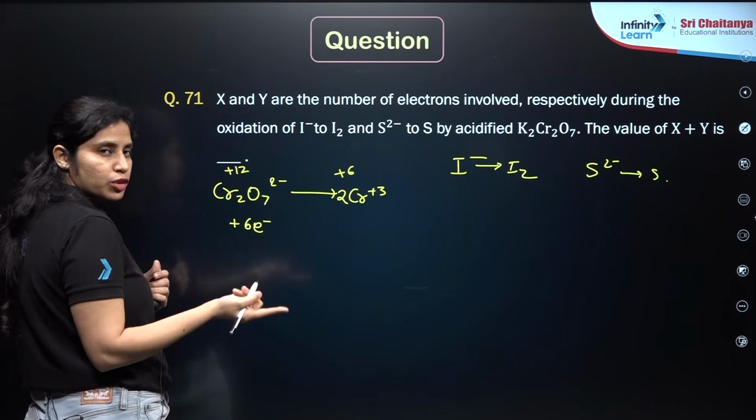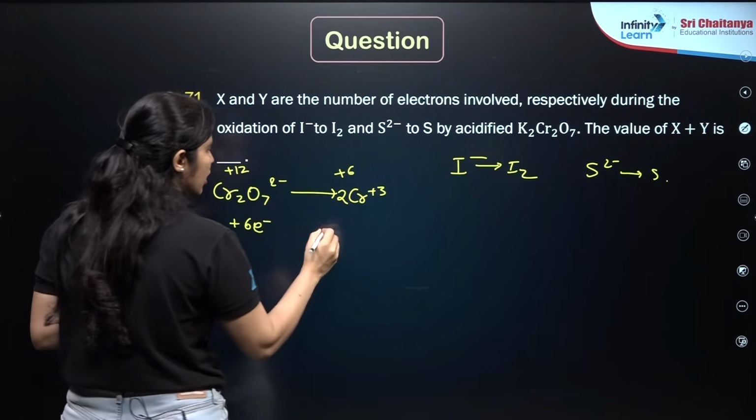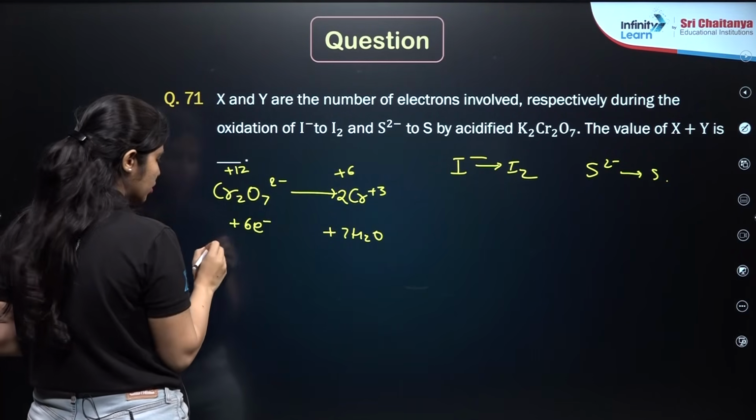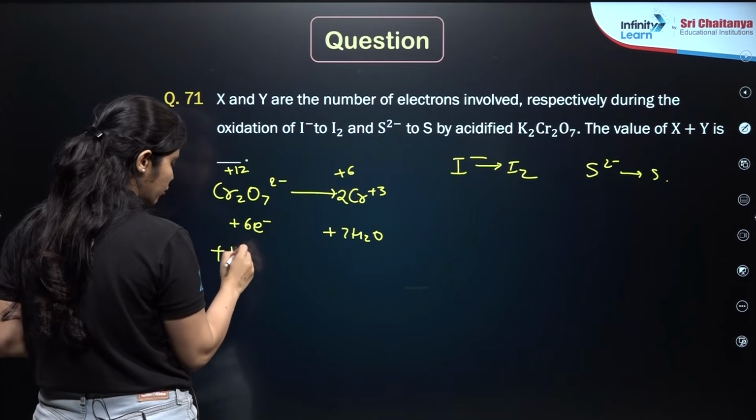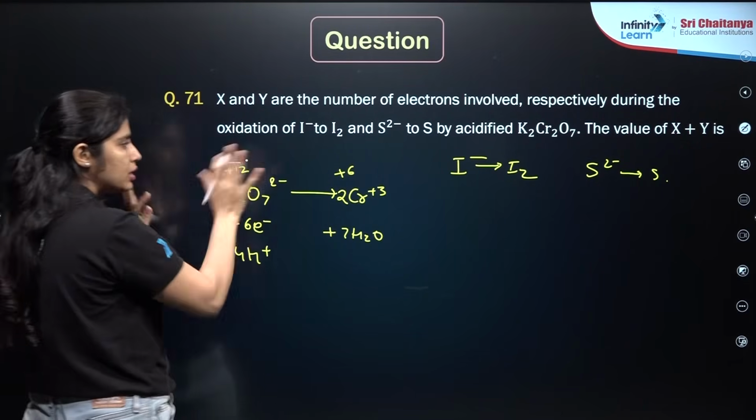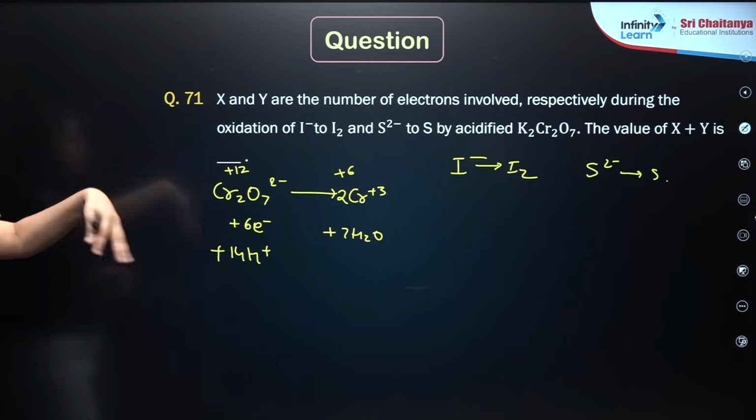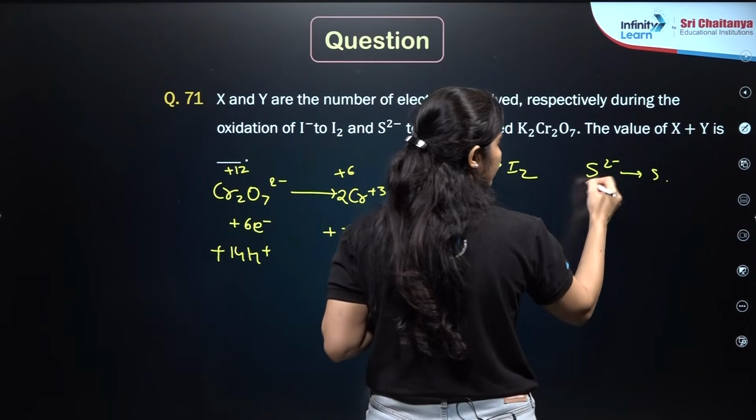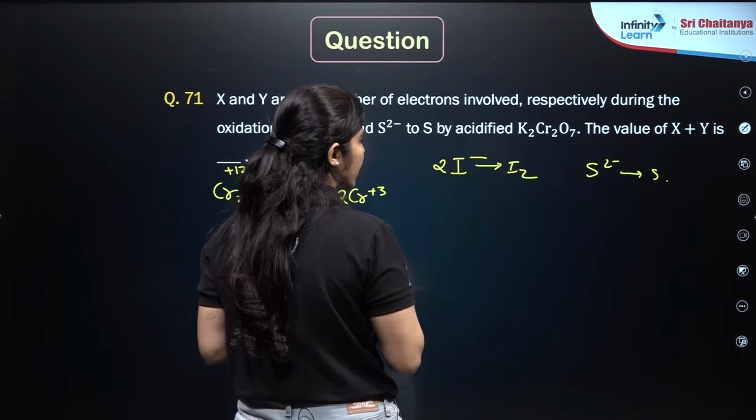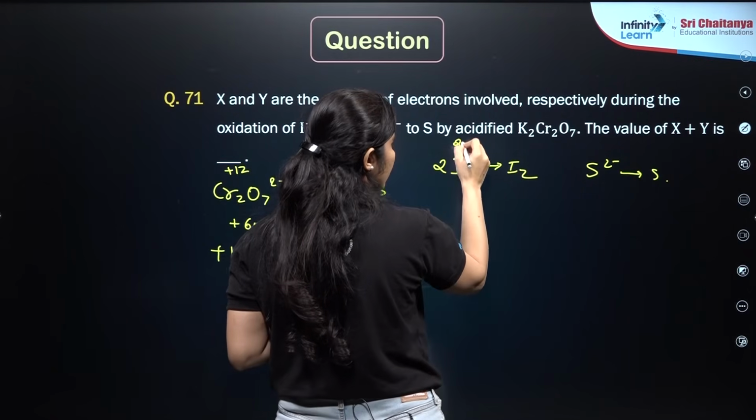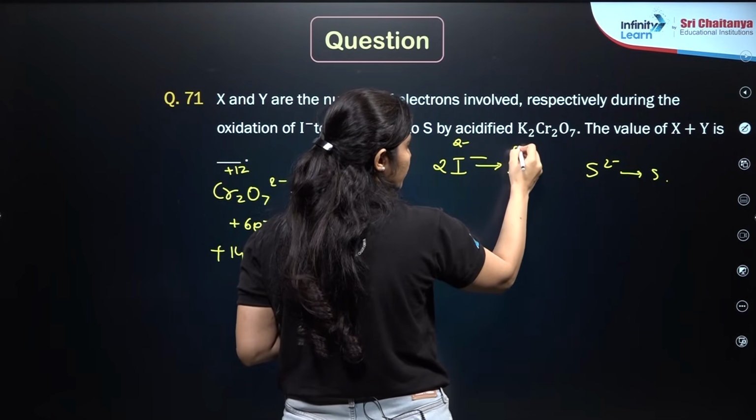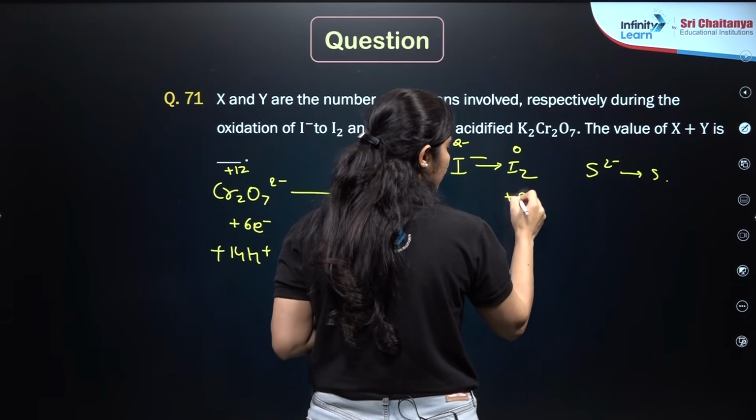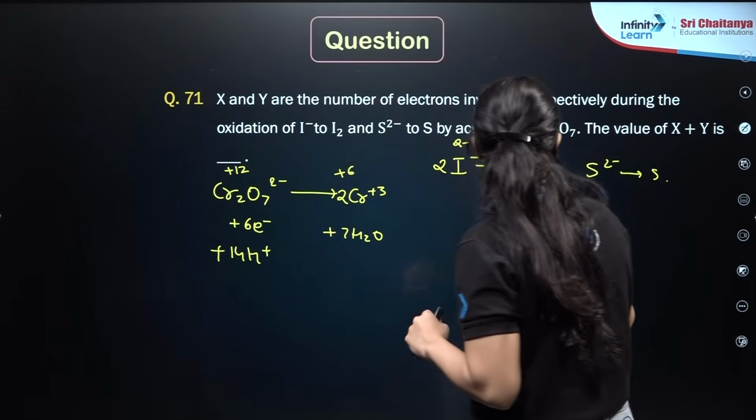Okay, now I have to balance the oxygens, right? So plus 7 H2O, 7 oxygen atoms. Now I have to balance H plus, so 14 H plus. Okay, so this side I have completely balanced. Let us try to balance the other two sides over here as well. So this is 2 and here there is 1 and 1, so that is completely fine. Here there are going to be 2 minus as the charge. Here it is going to be 0 as the charge. So that means how many electrons are removed? 2 electrons are removed.